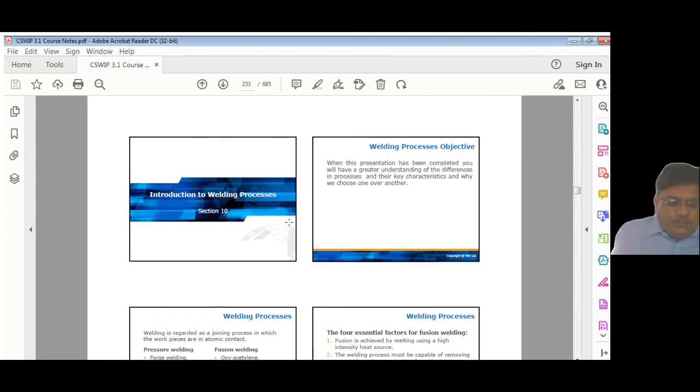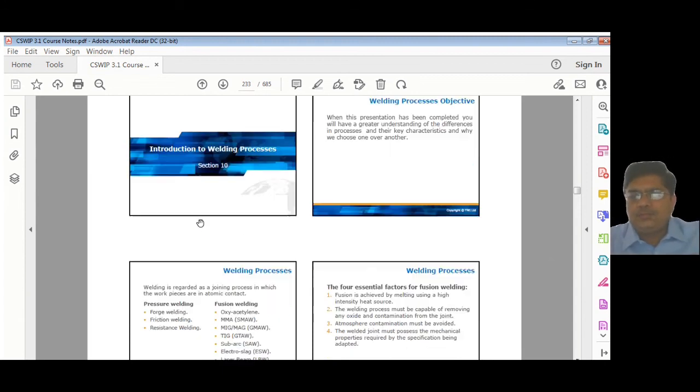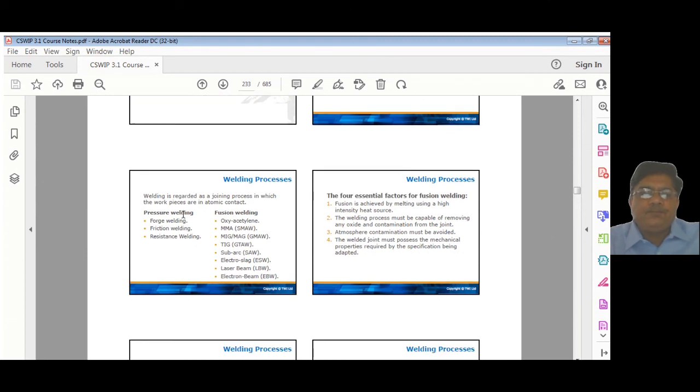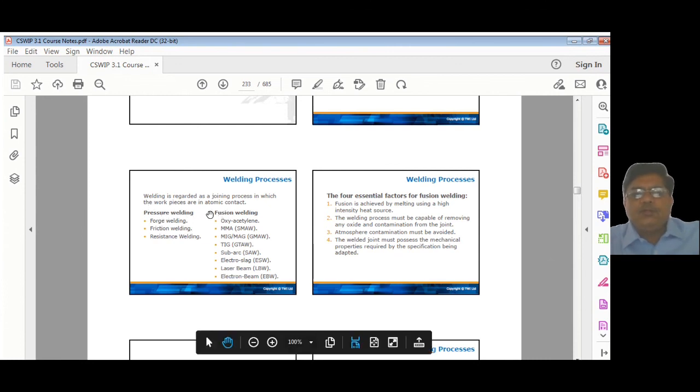That's about the welding process and welding machine characteristics. So let's go through the slides. There's not much there, basically. Pressure welding is regarded as a joining process in which workpieces are brought into atomic contact. What is pressure welding and what is fusion welding? One must know this, and that is the reason you should read all these slides very, very well.